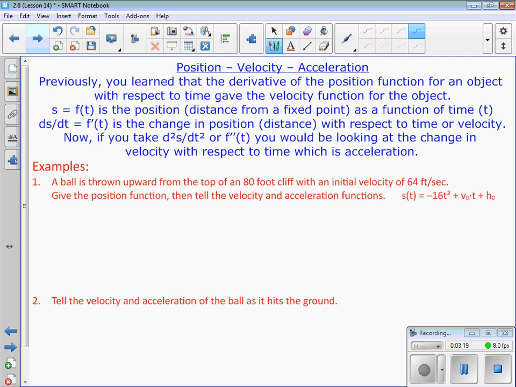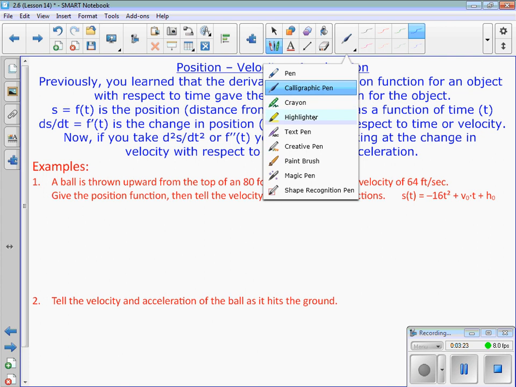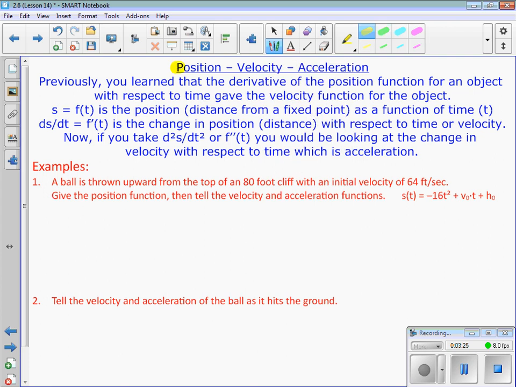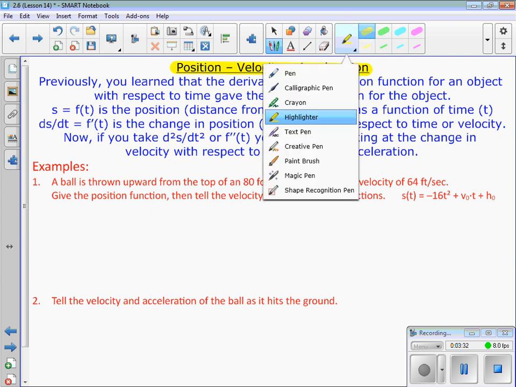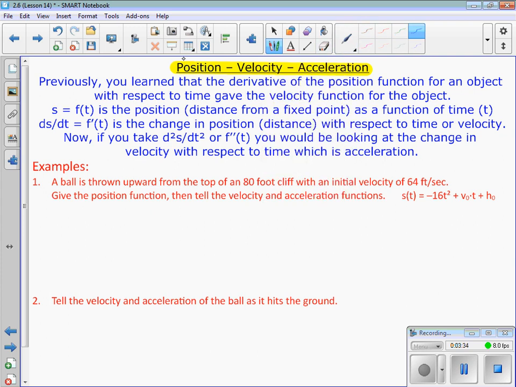We're doing position, velocity, and acceleration. So when it's talking about these, you just have to make sure you do them in the correct order. Position, velocity, acceleration. Your position function is your original function, like your y equals. Your velocity is like your y prime, the derivative of your position. And your acceleration is y double prime, the second derivative.